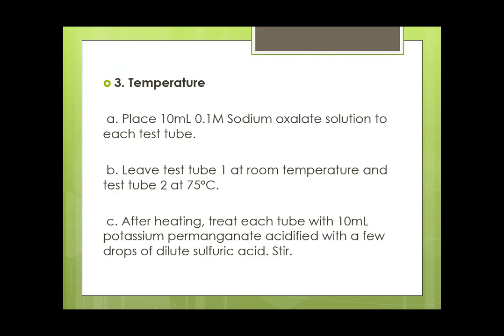Temperature. A. Place 10 ml 0.1M sodium oxalate solution in each test tube. B. Leave test tube 1 at room temperature and test tube 2 at 75 degrees Celsius. C. After heating, treat each tube with 10 ml potassium permanganate acidified with a few drops of dilute sulfuric acid. Stir.